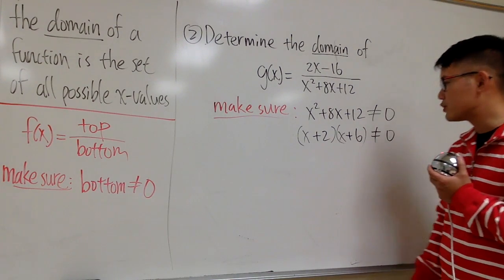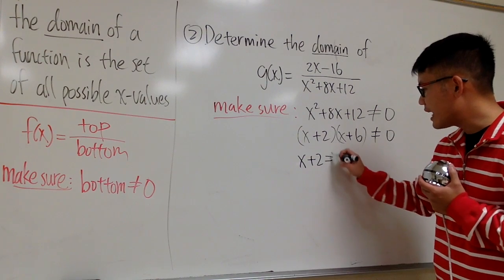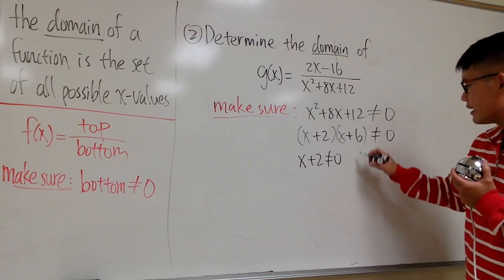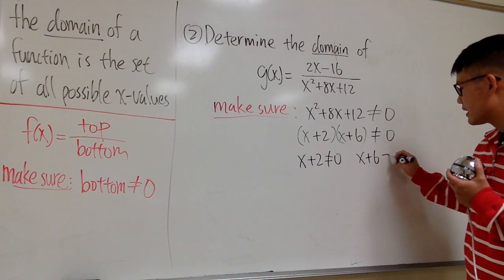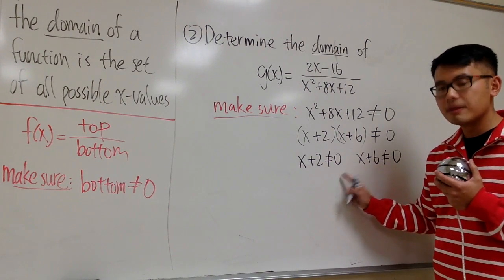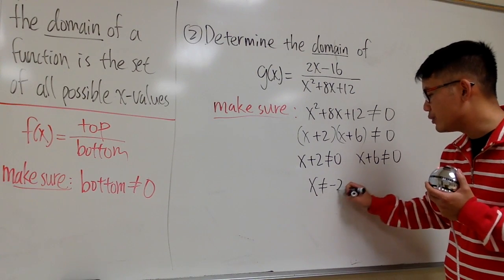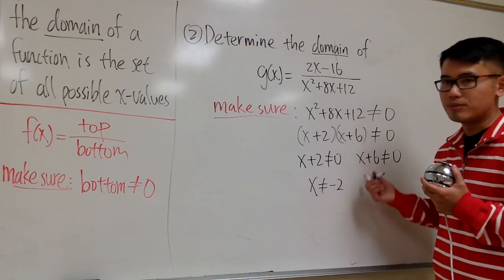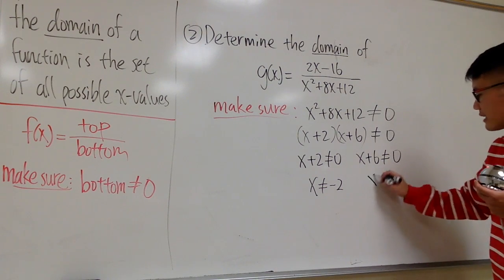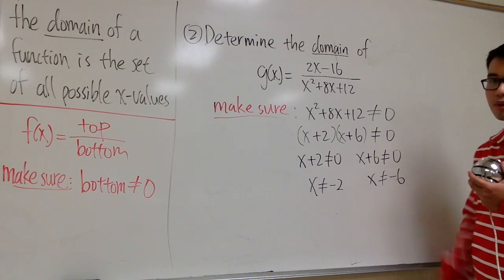Two things we have to make sure. This time, we have to make sure x plus 2 cannot be 0, and on the other hand, x plus 6 cannot be 0. What does this mean? This tells us that x cannot be negative 2. Okay, we just minus 2 on both sides. And right here, x cannot be negative 6. We just minus 6 on both sides.